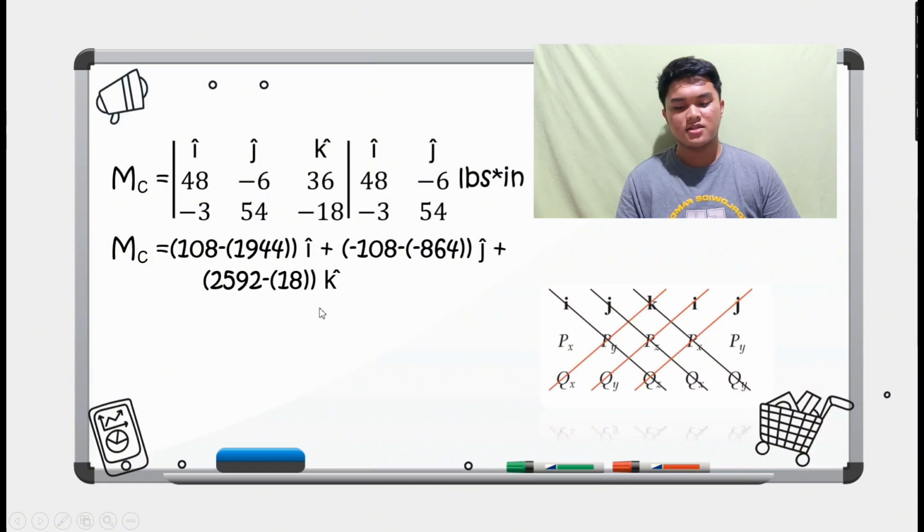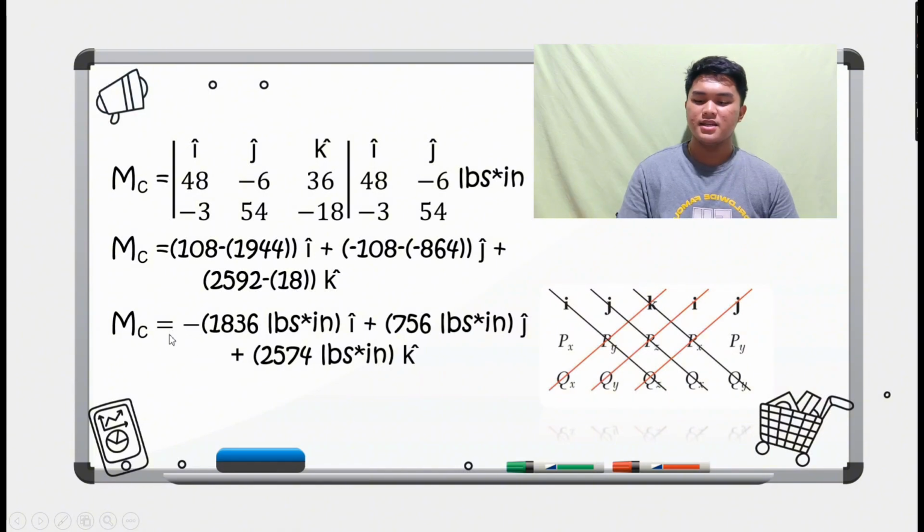If we simplify this equation, we will get our final answer, which is MC is equal to negative 1,836 pounds-inch in the i hat plus 756 pounds-inch in the j hat plus 2,574 pounds-inch in the k hat. So this right here is the answer to our question. This is the moment of C exerted by the force at point A.